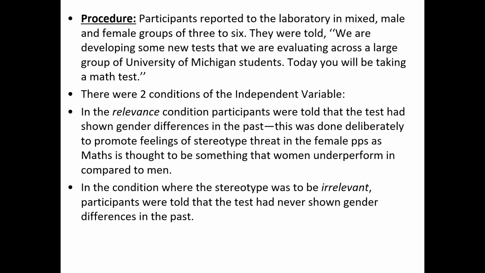Okay, so basically what the procedure involves is the manipulation of stereotype threat. Because there is a stereotype that exists that kind of purports that women aren't as good at maths as men are. So their independent variable was to either trigger that stereotype, or just not say anything about gender. So in the relevance condition, participants were told that the test had shown gender differences in the past. So that was done deliberately to trigger that stereotype threat in the women. Not in the men, it's the women that really are the focus of this.